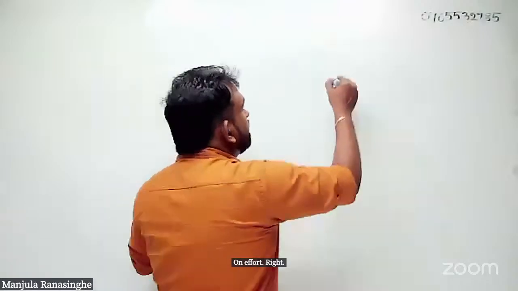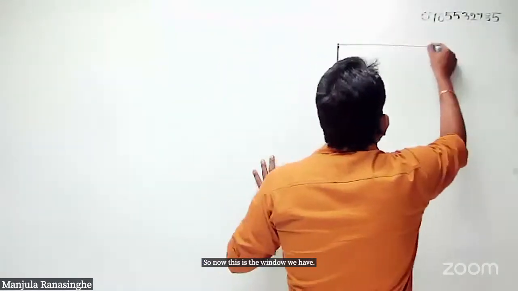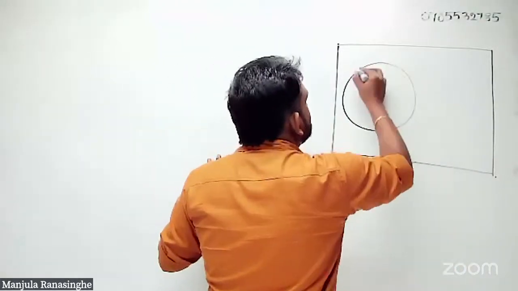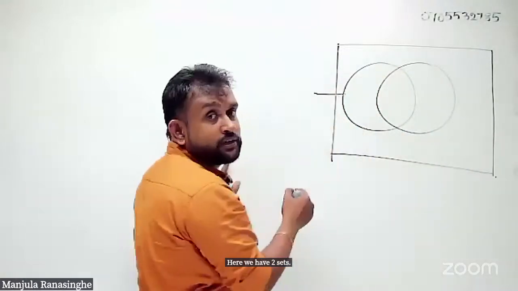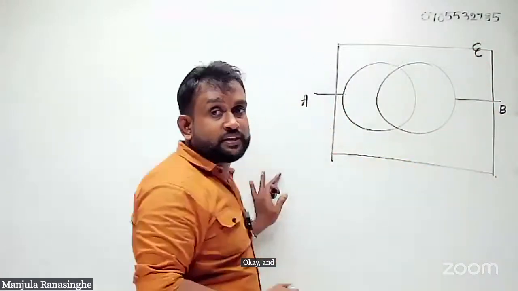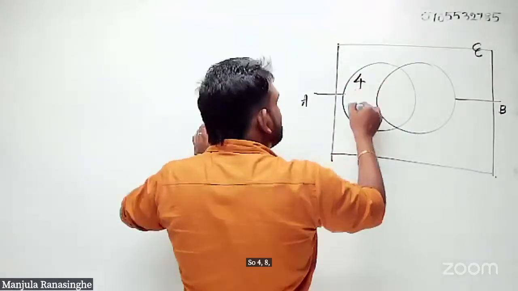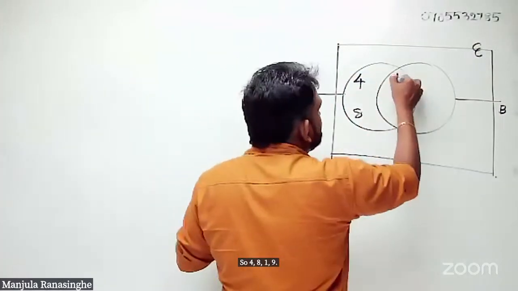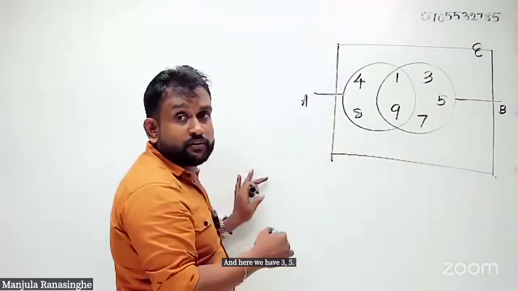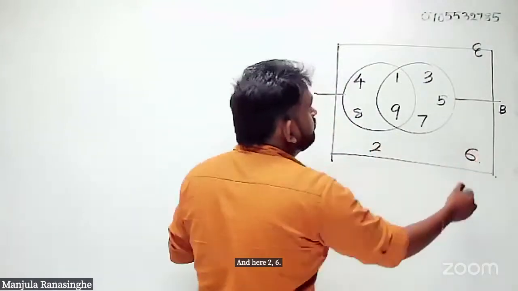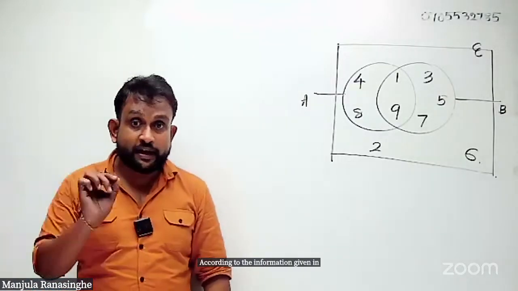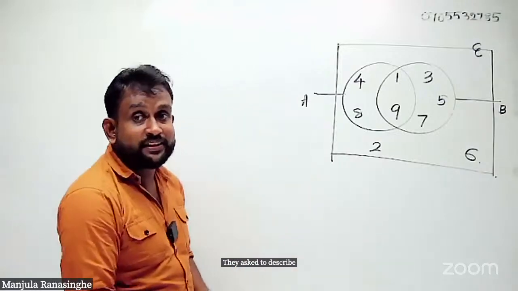So now this is the Venn diagram we have. Here we have two sets, set A and set B, and here we have the universal set. Here 4, 8, 1, 9, and here 3, 5, 7, and here 2, 6. So we move to the question now. According to the information given in the Venn diagram, they asked to describe the set B using the descriptive method.